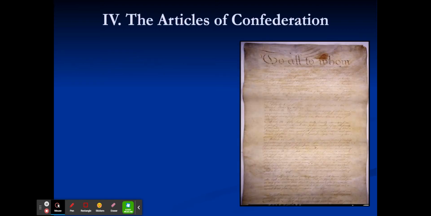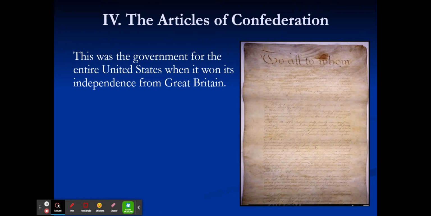The Articles of Confederation, the name given to the central government of the entire United States when it won its independence. So that framework, that structure of the government for the United States would be called the Articles of Confederation. It was written by the Second Continental Congress, and as I said, it formed the government for the new United States.